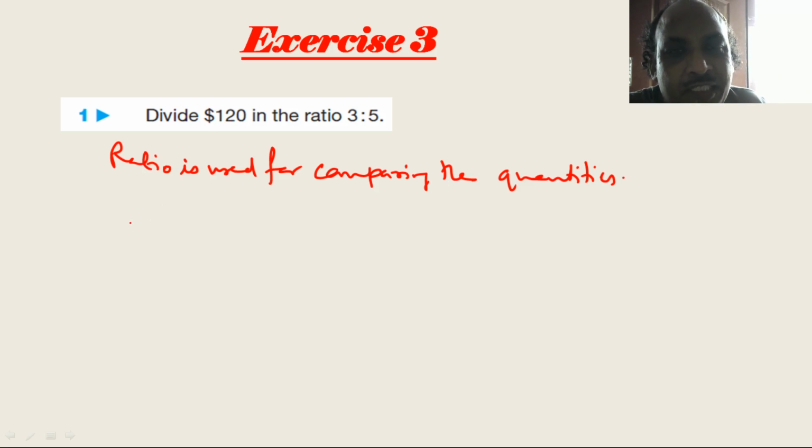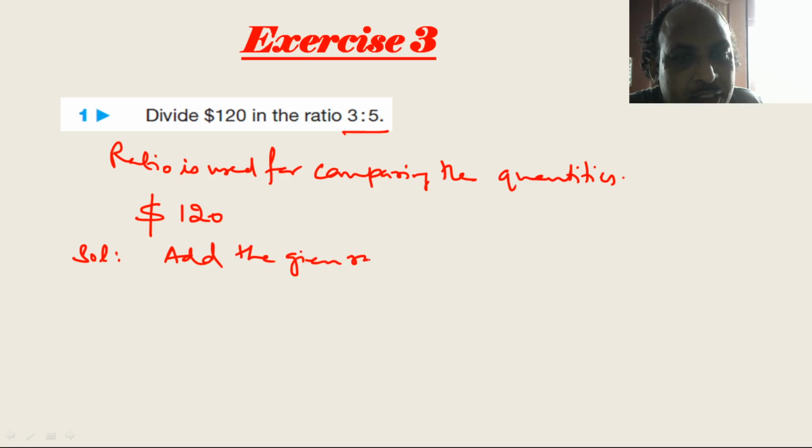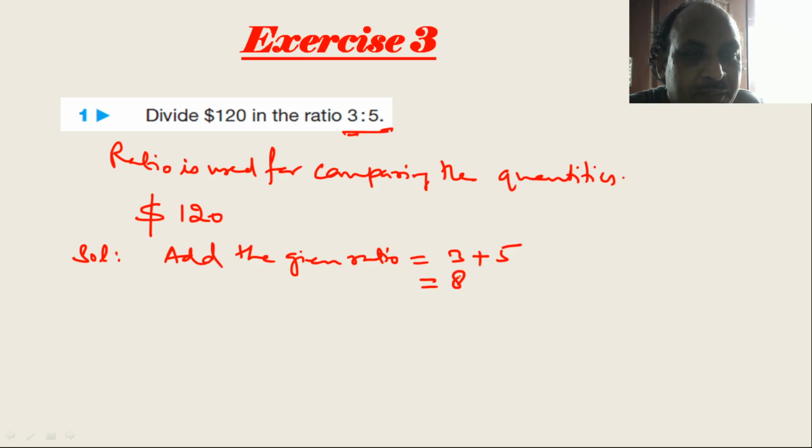We are given in this particular question that $120 is given to us and we have to divide it in the ratio 3:5. So how to do it? Let me tell you the step-by-step procedure. First, you need to add the given ratios, that is 3 and 5. We are given 3:5, so you add 3 and 5 and you will get 8.